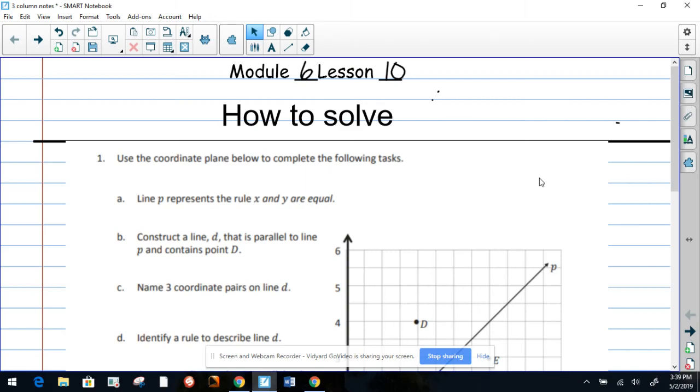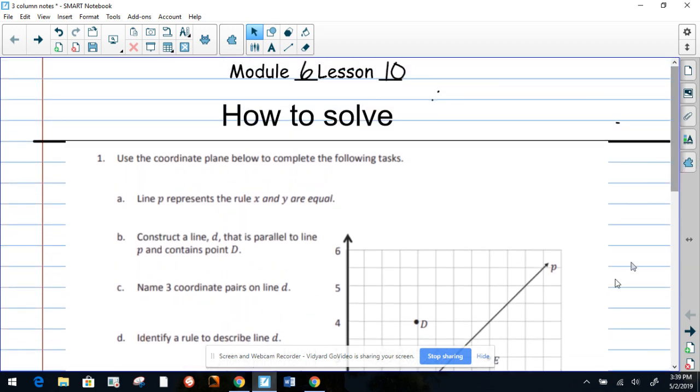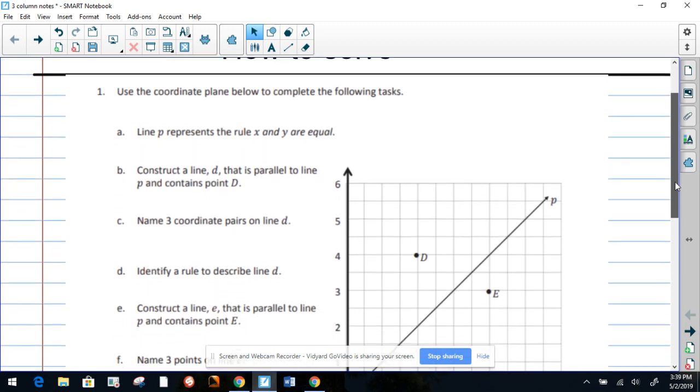Okay, on this lesson, we're going to look at something called coordinate planes. This is Module 6, Lesson 10 from the Eureka model. And when you're doing these activities, all you have to do is follow directions. So let's look at the first direction. Use the coordinate plane below to complete the following tasks.